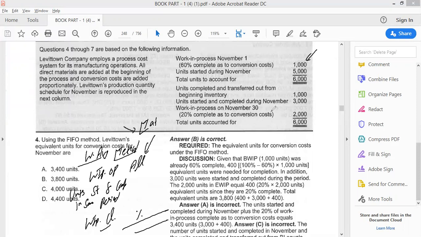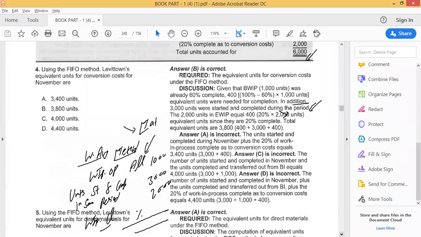for materials. So here, for work in process opening, we took all 1000. Units started and completed in the same period, 3000, and work in process closing will be considered 100% completed with respect to materials, because we are adding material at the beginning of the process. So here 2000 as it is we will take. Students, in this case, we will get the answer 6000. So it was actually simple.